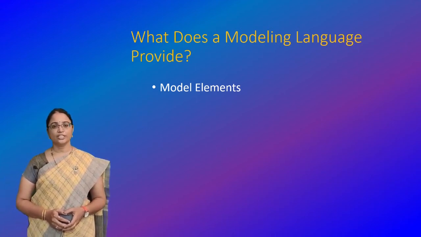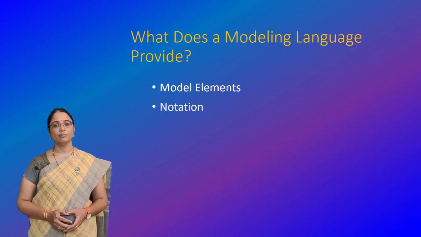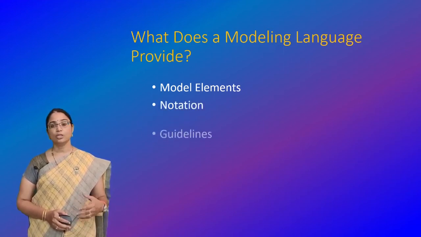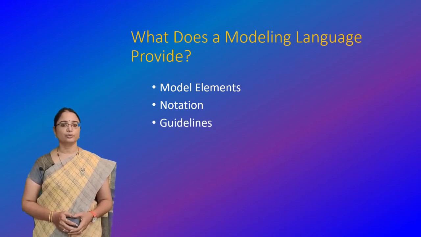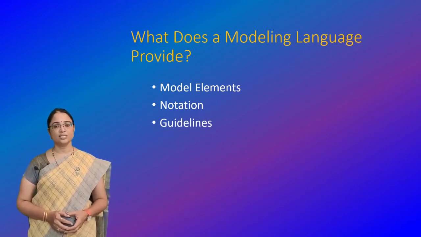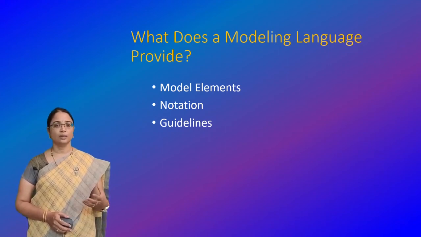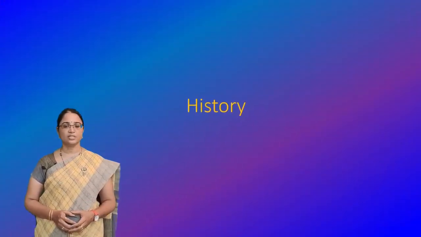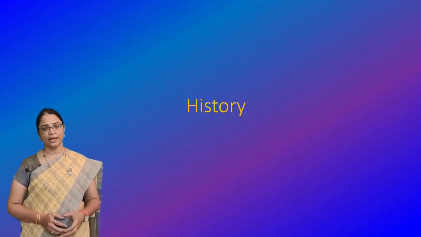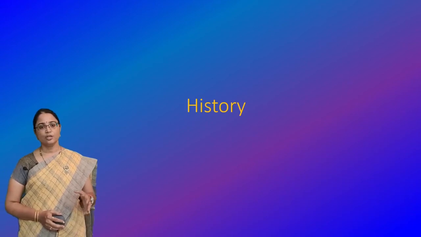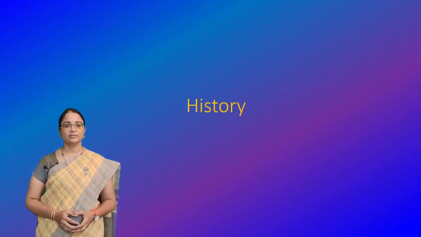Next, it can provide notations. It means visual rendering of the model elements. It can provide some guidelines. It means what are the common modeling techniques which we are going to use, with hints and suggestions for using these elements in the notation. These are the things which the modeling language can provide. Here the modeling language is nothing but the UML language. The UML language can provide the model elements, notation and guidelines.